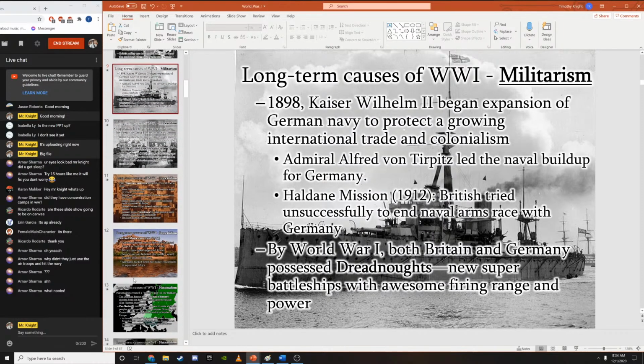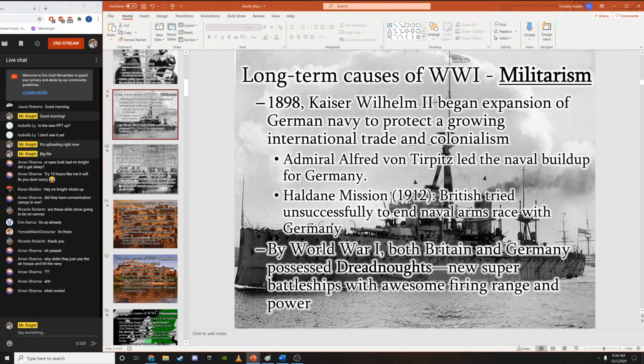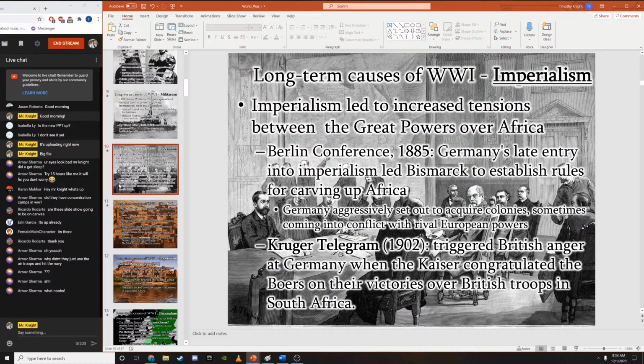And now let's just really briefly recap by talking about imperialism. Remember that imperialism had led to increased tensions between the great powers over Africa.